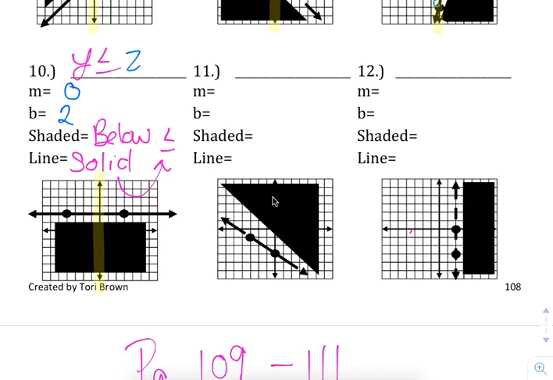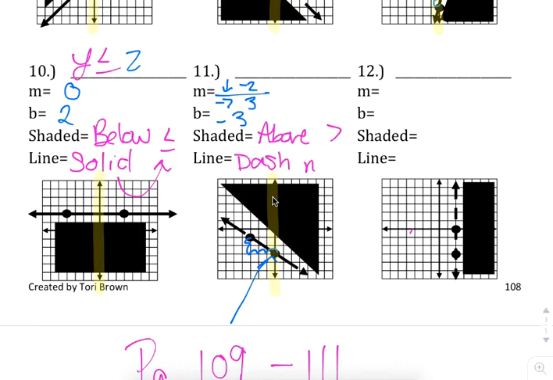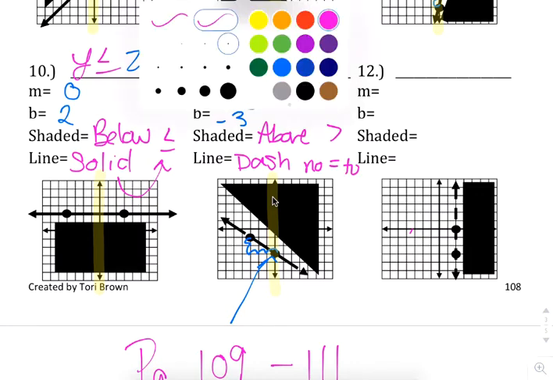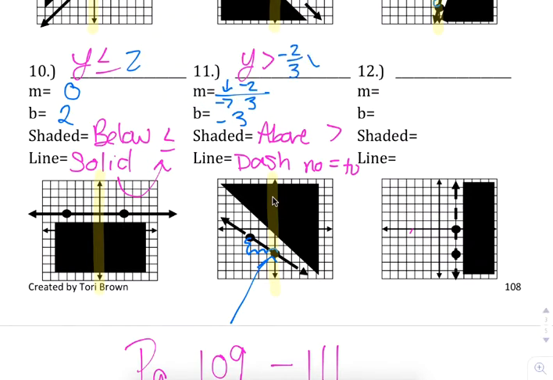Problem 11. We are going down 2, right 3. So down makes it negative 2. Right makes it positive 3. My y-intercept, it's not the first point on this one, but it is where it crosses the y-axis. So it hits down here at a negative 3. My graph is shaded above. That uses a greater than, but it's dashed, so I do not have an equal to. My equation looks like y is greater than negative 2/3 x. Make sure you have the x in there because you do have a number for slope. And then minus 3 is your b.